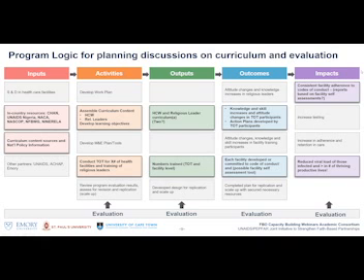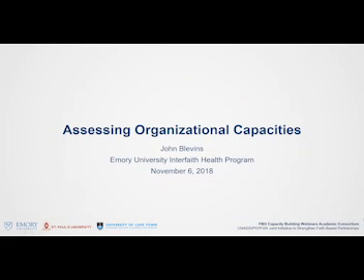So I'll next turn it over to my colleague, John Blevins, who will take us further in learning about organizational capacity related to the use of this. Thank you. On assessing organizational capacities. Next slide.